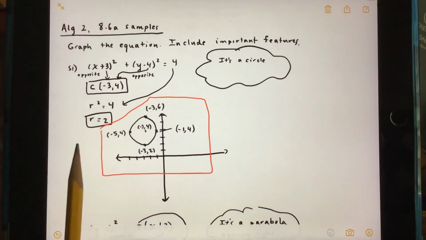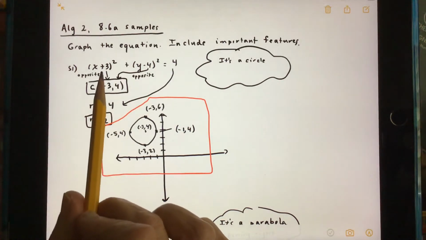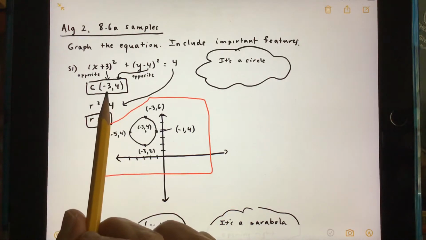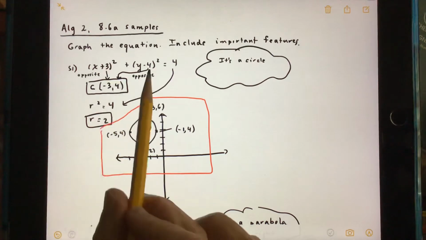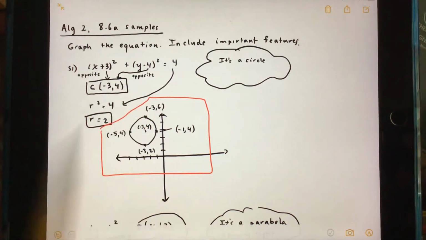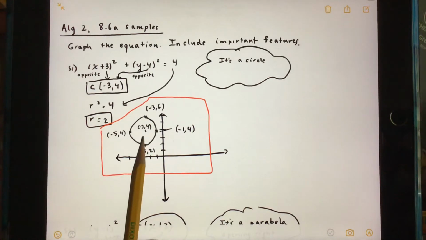So I'm going to go ahead and find the center of my circle. Whatever I see next to my x, I'm going to write down the opposite of that number, so −3 for my x-coordinate of my center. Whatever is next to my y, I'm going to write that number's opposite for the y-coordinate of the center of that circle. Then I can go ahead and put that point on my graph, (−3, 4).